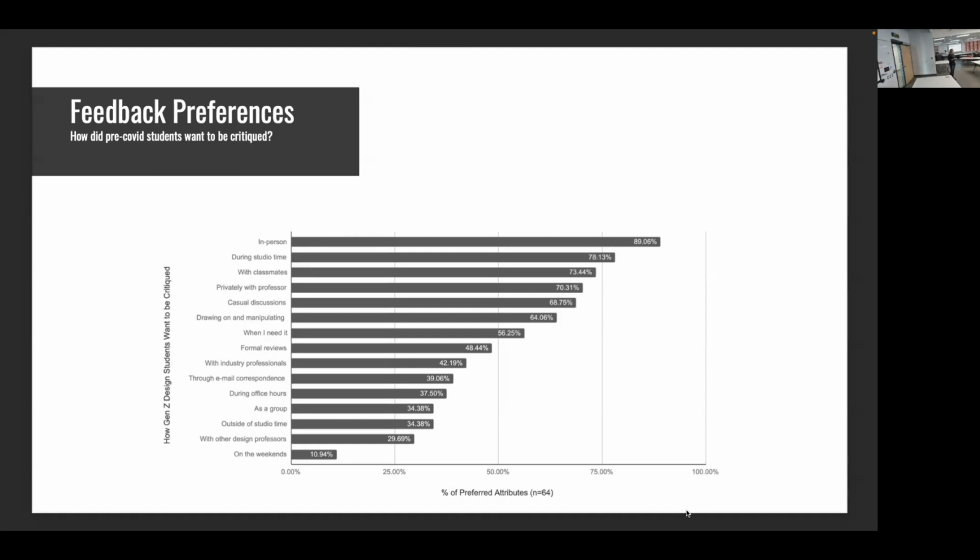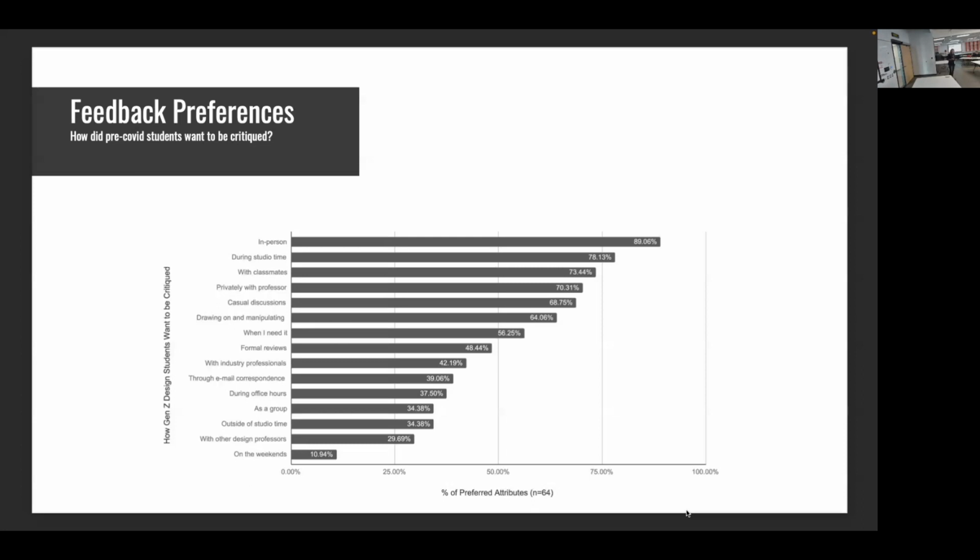I was looking at how students in design want to be critiqued. Because critique and feedback, it's the Beaux-Arts way in design. This is how we do it. This is how we teach students how to be critical, engage in discourse, and learn to be good designers, understanding how to negotiate constraints, how to make good design decisions, and the impacts of those decisions.